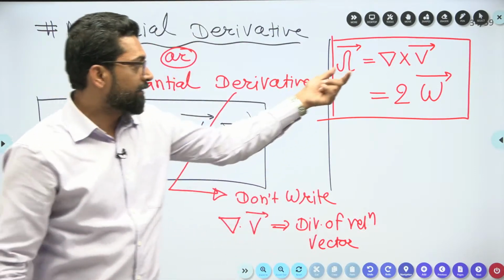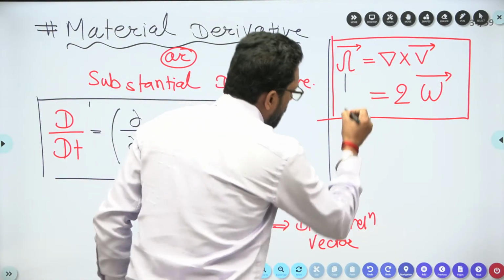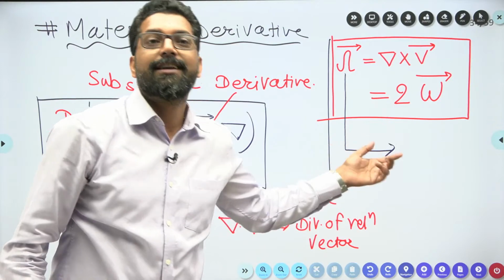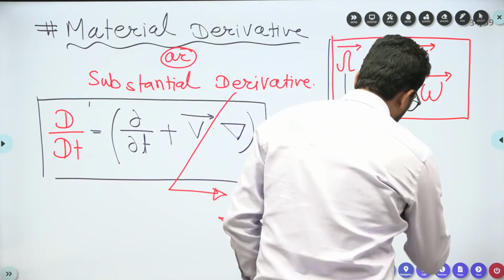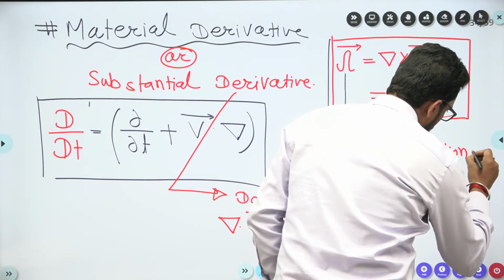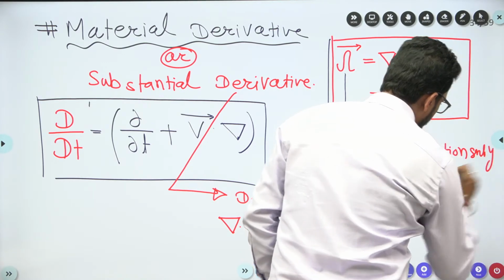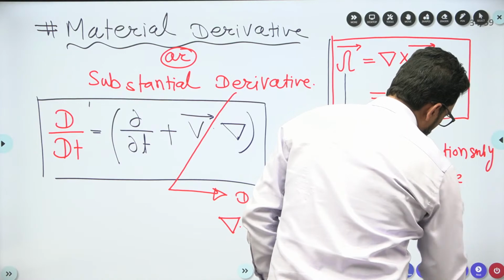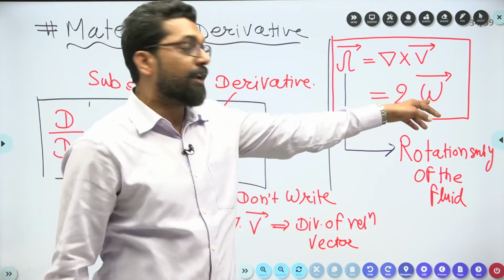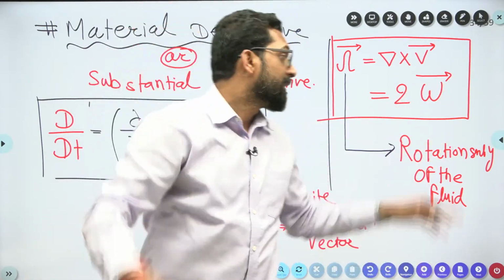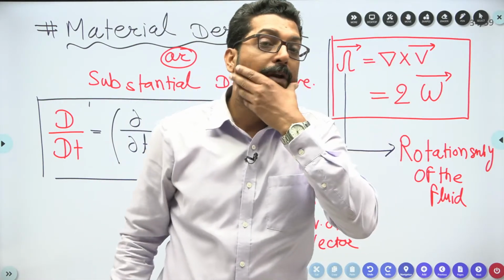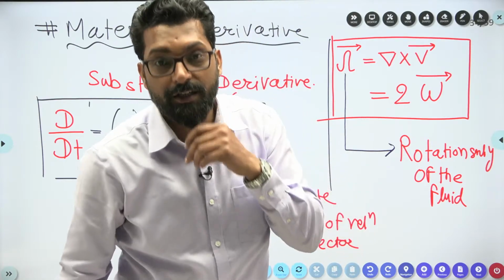What does the vorticity indicate? The vorticity indicates the rotationality of the fluid. That means if there is an irrotational flow, that means not rotating, that means omega is 0, vorticity is also 0. That means the curl of a velocity vector is 0.